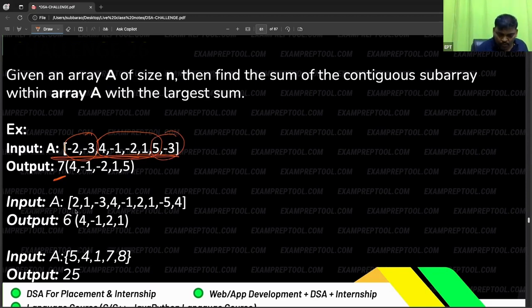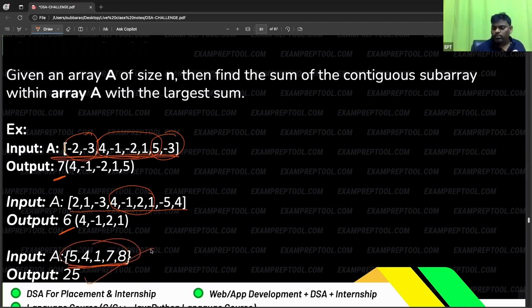Now, can you see this problem also? In this array, take the continuous subarray whose sum is maximum. 4, minus 1, 2, 1. So 6 is the maximum. In this one, all are positive. You are lucky. If all are positive, then the whole array will be the answer, 20.